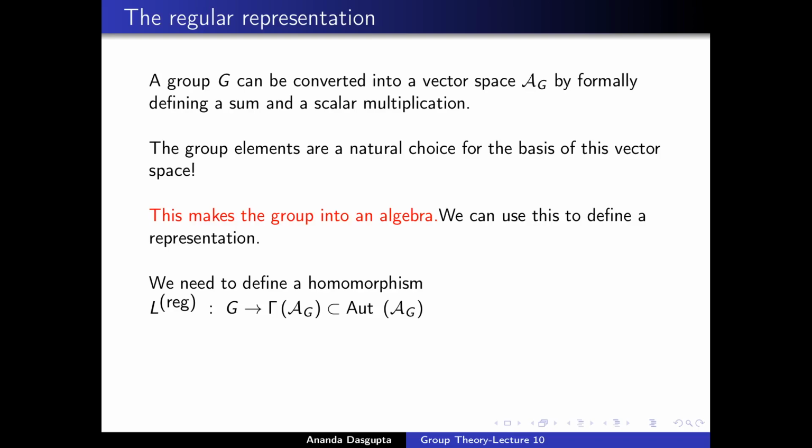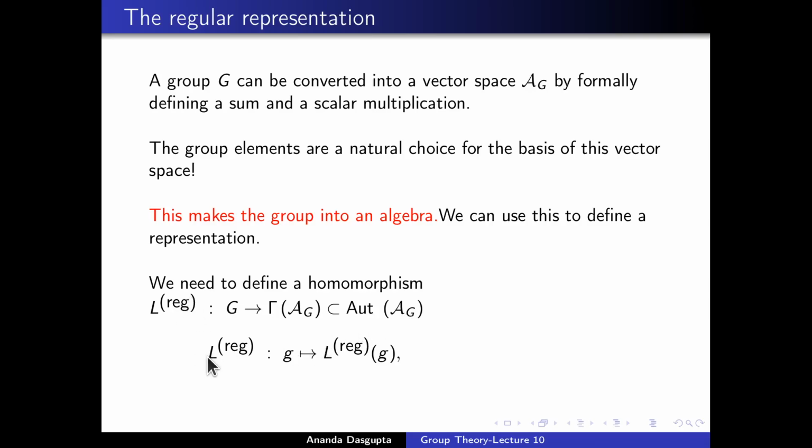So the basic idea is this. What we need to define is a homomorphism called L-reg. Reg, of course, stands for regular. This is a map from capital G, the group, to capital gamma of curly AG, which is a subset of the automorphism group of curly AG. This may look a bit more complicated than it really is. Remember, an automorphism of curly AG is simply an isomorphism of curly AG to curly AG.